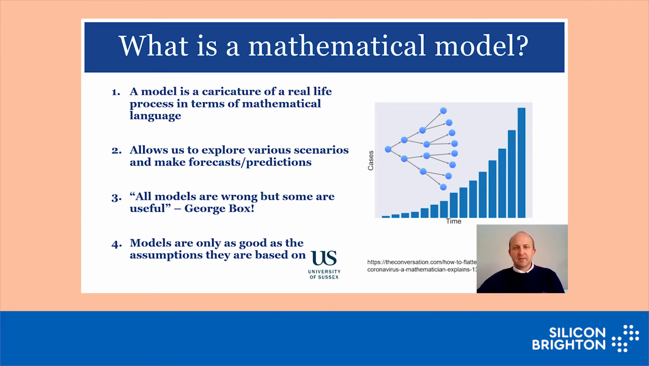Obviously, the process of infectious disease transmission in a real population is quite a complicated one, so every model is simply going to be a caricature of the real life process, translated into mathematical language. And as the famous statistician George Box said, all models are wrong, but some are useful. The quality of a model is given by the assumptions used to build it. If our assumptions are more realistic and closer to what we observe in real life, then the model becomes more relevant.